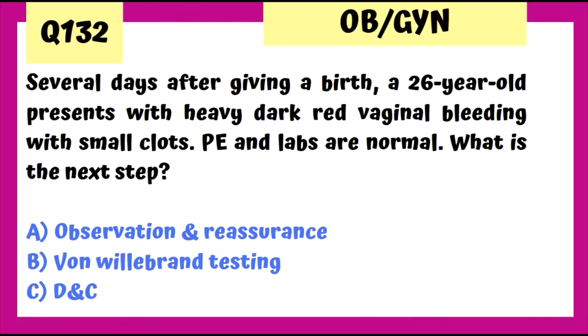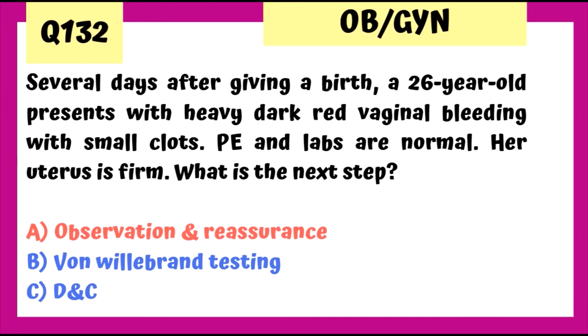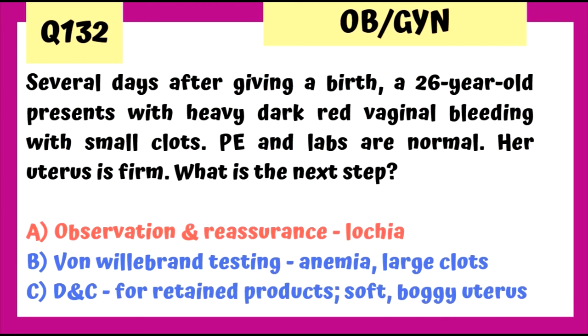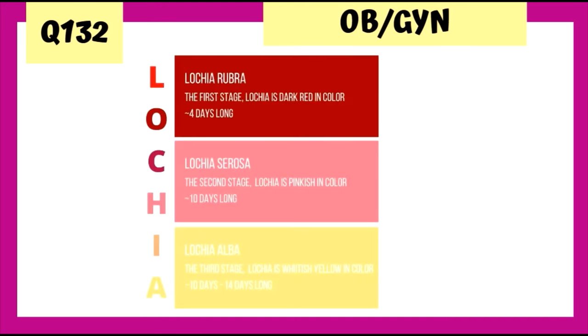Question 132. Several days after birth, a 26-year-old woman presents with heavy dark red vaginal bleeding with small clots. Physical exam and labs are normal. What's the next step? This is lochia. So observation and reassurance, as opposed to these other conditions. For example, von Willebrand testing we would do if we saw anemia and large clots, D&C for retained products, a soft boggy uterus would be seen. Just lochia, we see the lochia rubra, lochia serosa, and lochia alba, the different stages. For example, lochia rubra is going to be this dark red, the serosa, about 10 days long, is this pink, and then lochia alba is this yellow color.